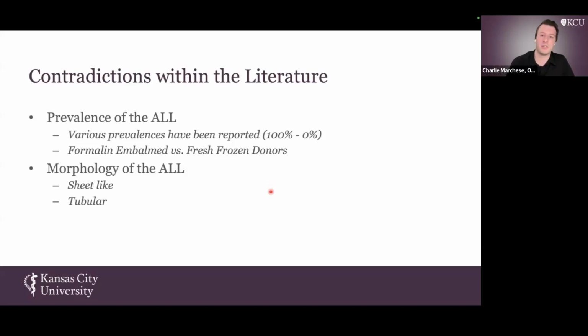Secondly, the morphology of the ALL is also something that is conflicting, right? There are studies that describe it as more of a sheet-like band structure. There are studies that describe it as more of a tubular structure. So there's just a lot of info that is up in the air regarding the anatomy and some of the characteristics of this structure.